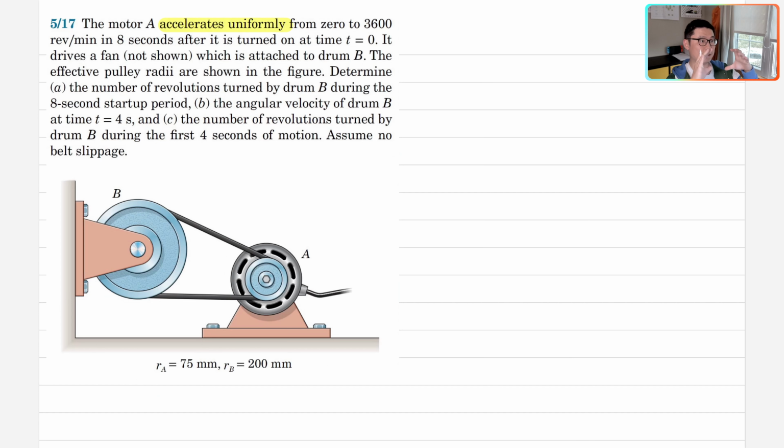Okay, so the belt is connecting two objects tightly. There's no slip going on. That means how much the belt goes is how much the wheel, or the drum, or the motor goes.